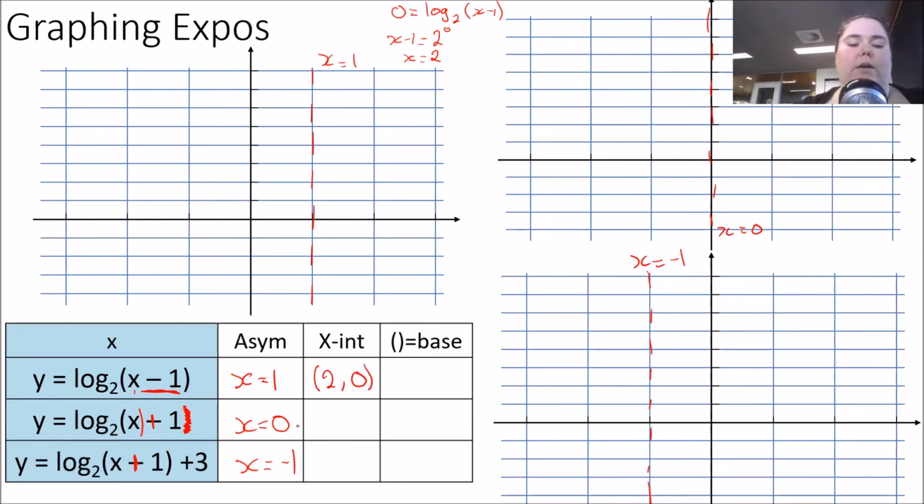Cool. So I can do that for the next one as well. 0 equals log 2 of x plus 1. Now, because I've got two things on my right-hand side, I need to get that 1 over the other side first. So negative 1 equals log 2 of x. Now you have number equals log, so we turn it into an exponential. So x equals a half.